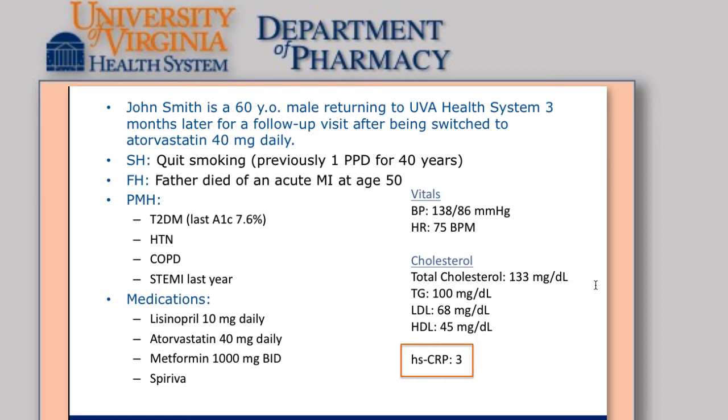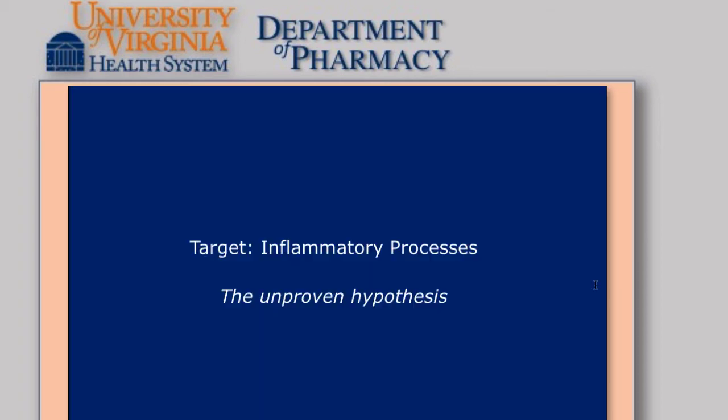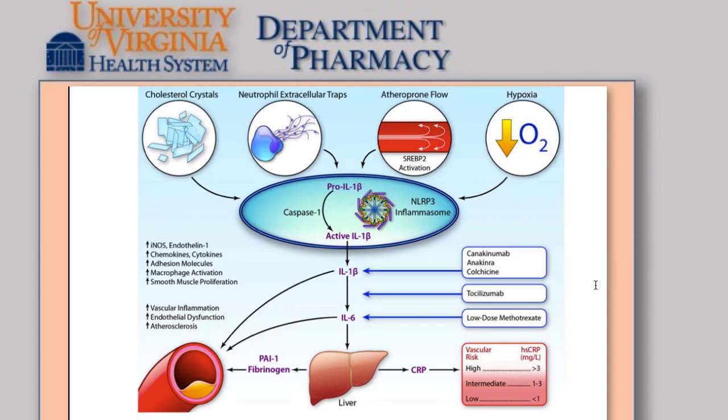The thing that remains is this high-sensitivity C-reactive protein. Despite changing his statin dose, despite all these lifestyle changes, for some reason it is still unchanged and still 3. So what options are out there for our friend John, who, now that his cholesterol risk is managed, what do we do about his residual inflammatory risk? Up until recently, this has been an unproven hypothesis.